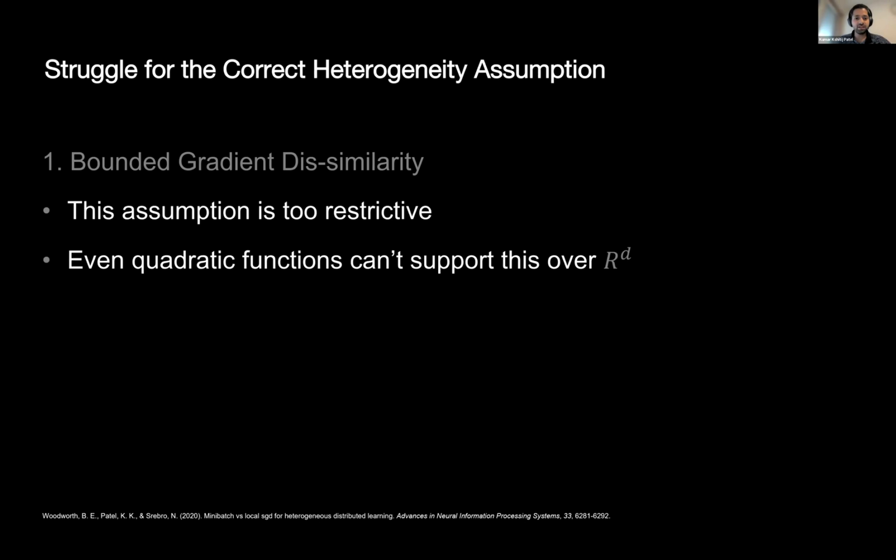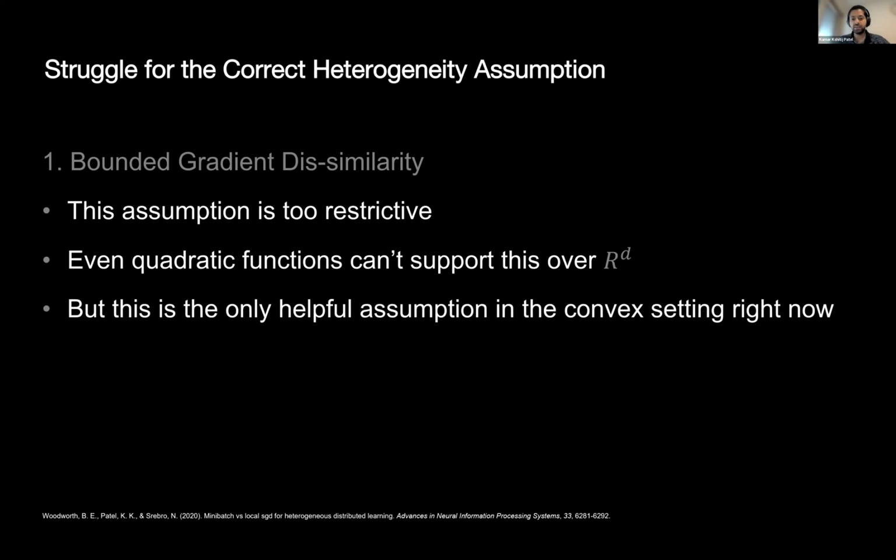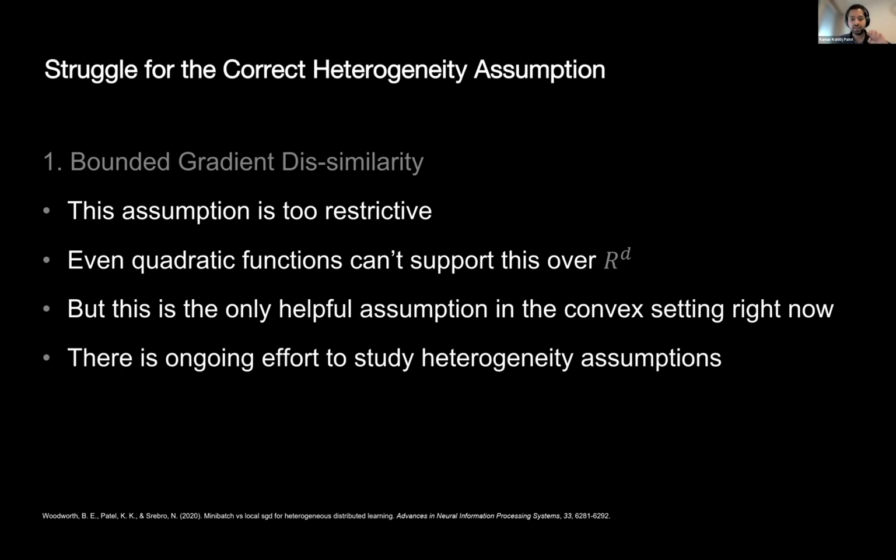But as I said, this assumption is too restrictive. Even quadratic functions cannot support this kind of an assumption over the entire Euclidean space. But this is the only helpful assumption in the convex setting we know of right now. And there's an ongoing effort to study heterogeneity assumptions. In fact, in the last 2 years alone, people have tried to address this problem. And this might be, in my opinion, the biggest problem in the theory of federated optimization.